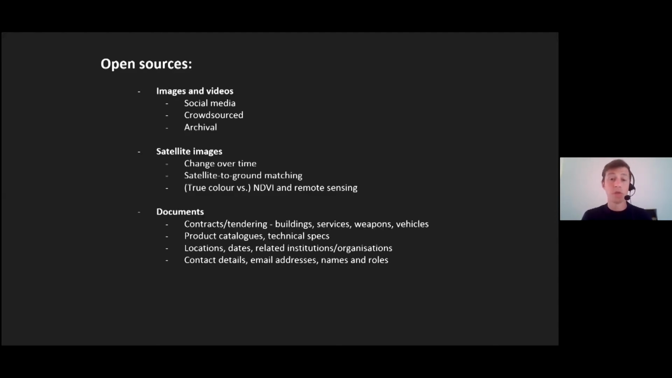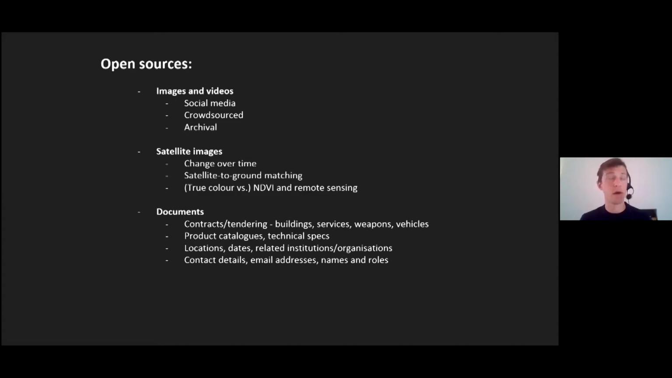Now, open sources also involve documents, contracts and tendering documents. We live in a time where more and more documents are uploaded online than ever before. And in certain contexts, governments can be quite good about keeping track of the purchases they've made and the use that they've put certain purchases to. You can also find product catalogs, technical specifications. At the moment, we've been finding technical specifications for tear gas grenades that have been used in protests in Hong Kong, in Chile, and also in the US.